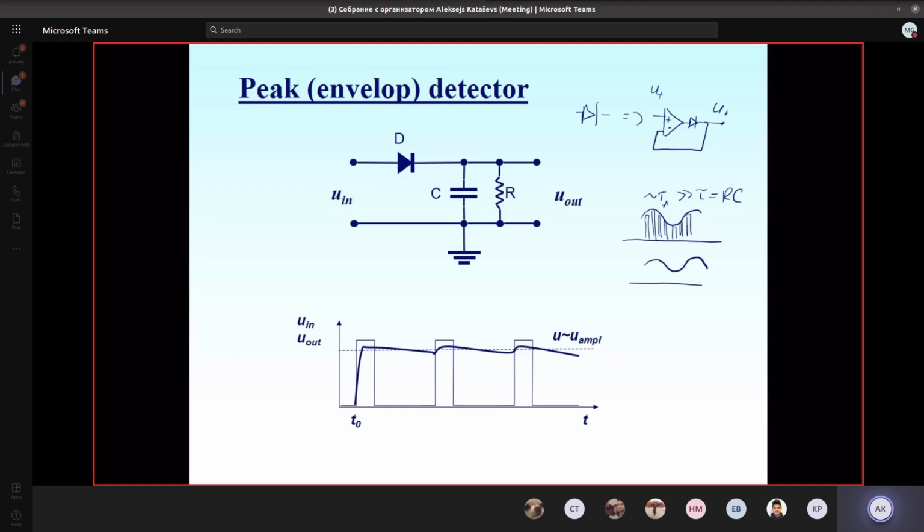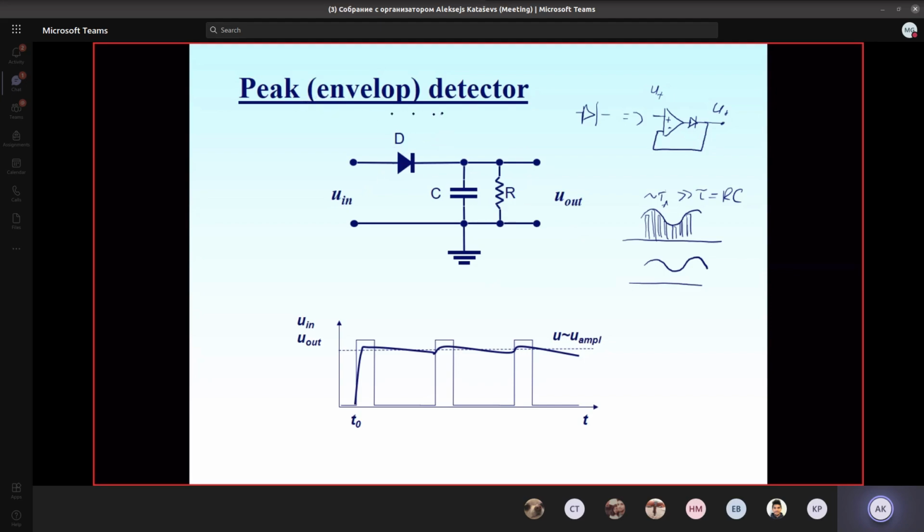Then our detector will process all these short pulses, or rather it takes the amplitude of all these short pulses. But as the amplitude changes much more slowly, the capacitor will have time to discharge, and the output actually follows the amplitude. Such a detector has many names.